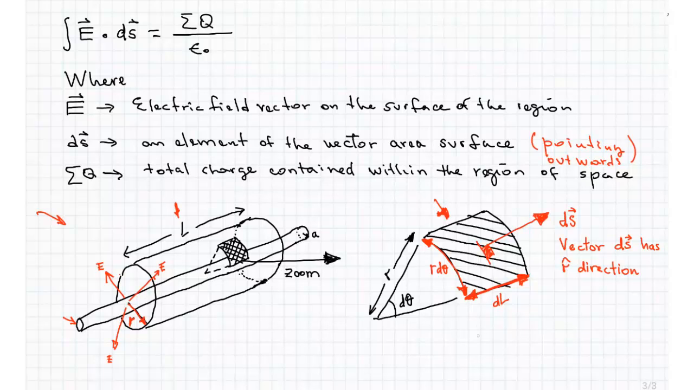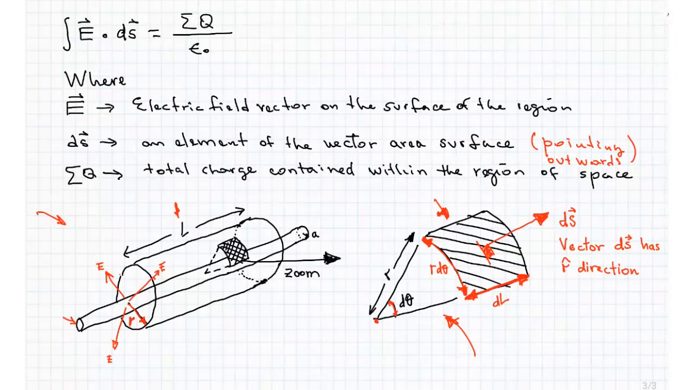Right here I draw an element of area of the Gaussian surface, and as you can see, the distance between the center and the surface is r. It covers an angle d theta, right? So it's d theta and not theta because this is a differential element of surface.